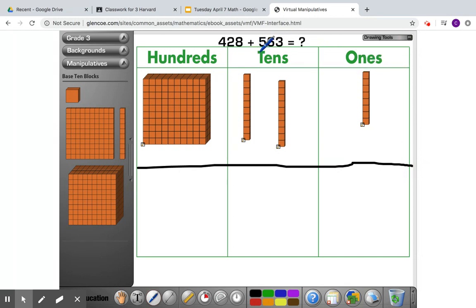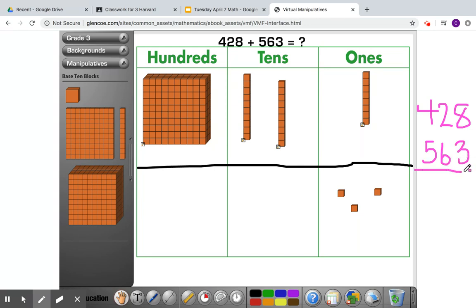So how many ones are in 563? If you said 3, you are correct. So 1, 2, 3. Now, and I'm just going to represent this over here. So 428, and we're adding 563. Okay, so we modeled our 3 ones. Now we have to model our 10.